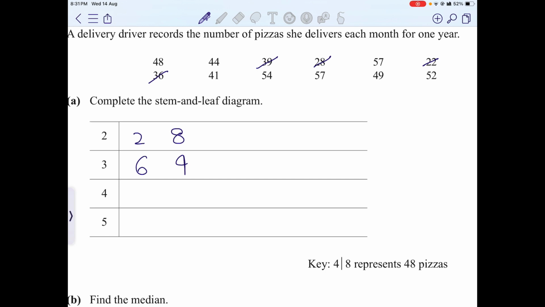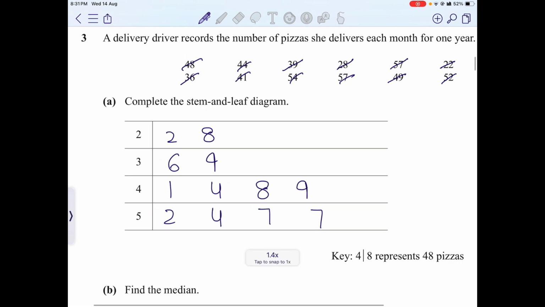Then for 4, we have got 48, 44, 41. Okay, so 1, 4, 8, and 9. And for 5, we have got 2, 4, 7, 7. This is it. Pretty easy question.